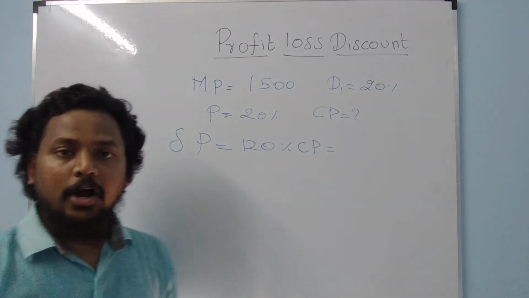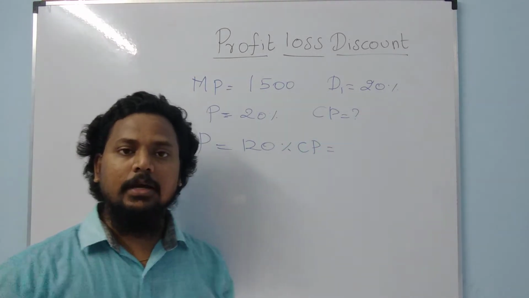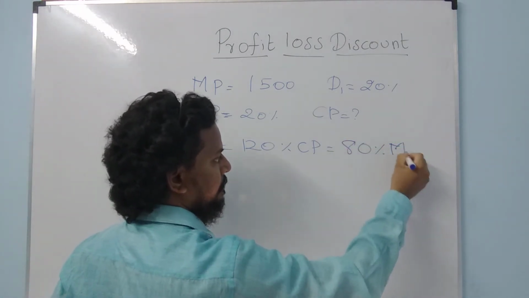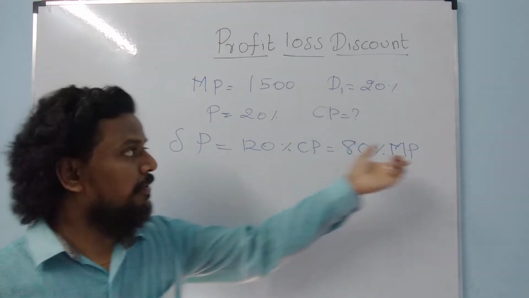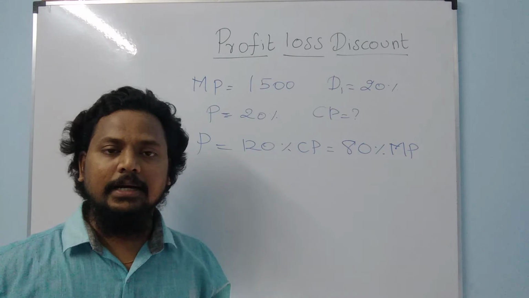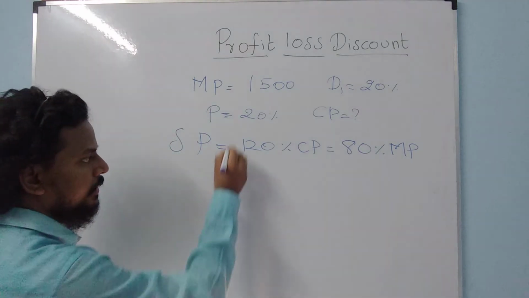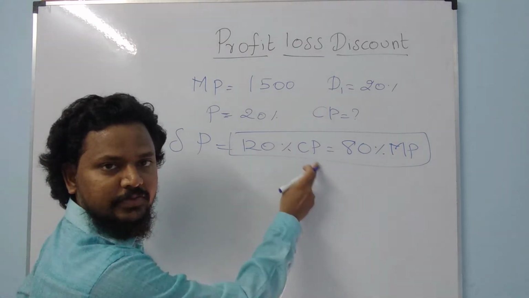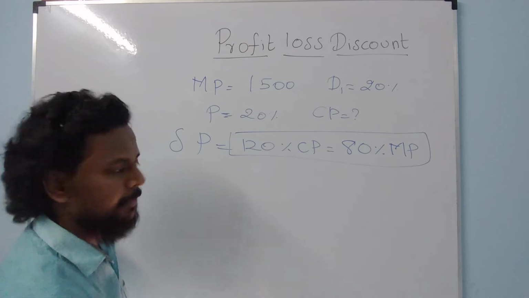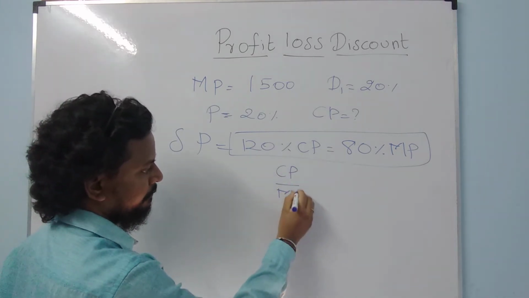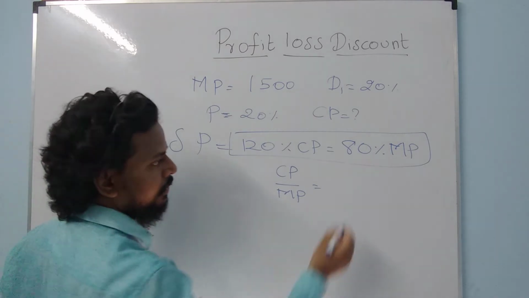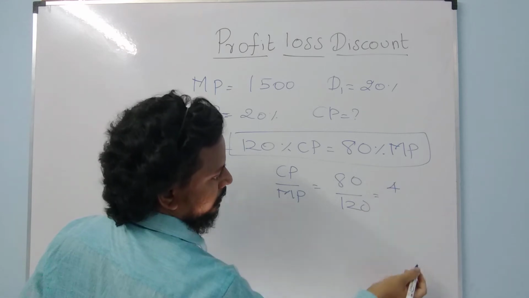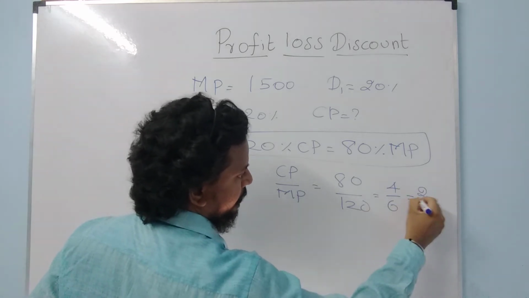Correct? On the other hand, when the discount is 20%, what is the SP? 80% of mark price, because there is only one discount. From the initial value, 20% is subtracted. The remaining will be 80%. So now CP and MP are connected. How are they connected? 120% of CP is equal to 80% of MP. So what is CP upon MP? CP upon MP is equal to 80 upon 120, nothing but 4 by 6 or simply 2 by 3.